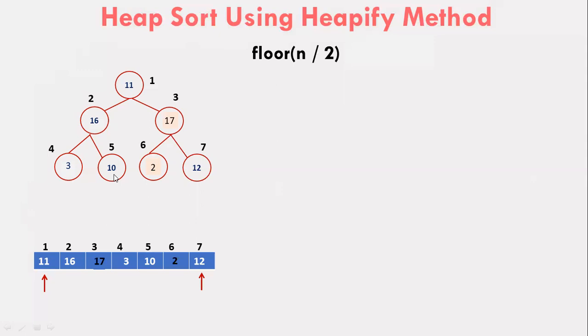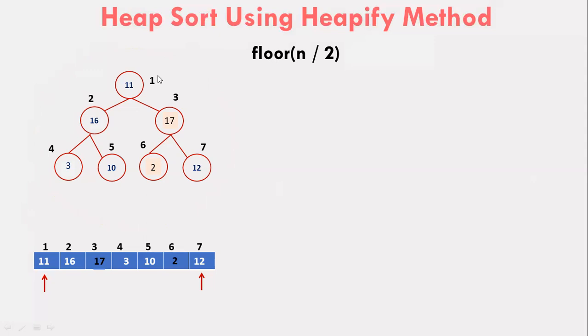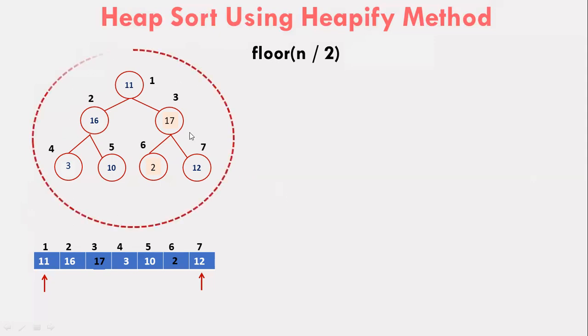Now by decrementing the I value, I will come to 1. So we have to heapify this particular tree, the complete tree we have to heapify. So when I reduce the I value from 2, it will become 1. First we applied the heapify method on this particular node tree to convert it to max heap. Now we are applying heapify on the complete tree. So this is where we apply the heapify method.